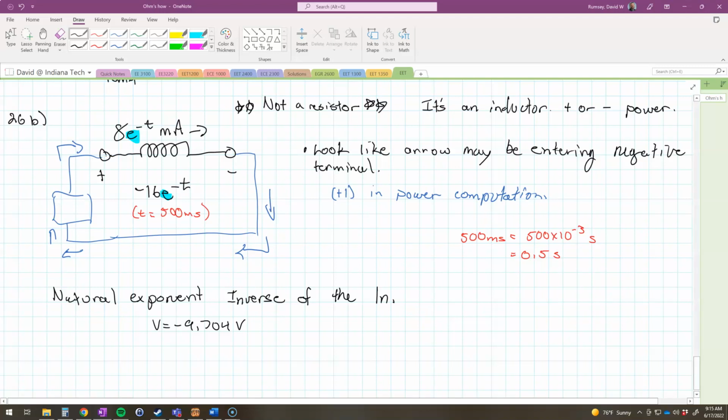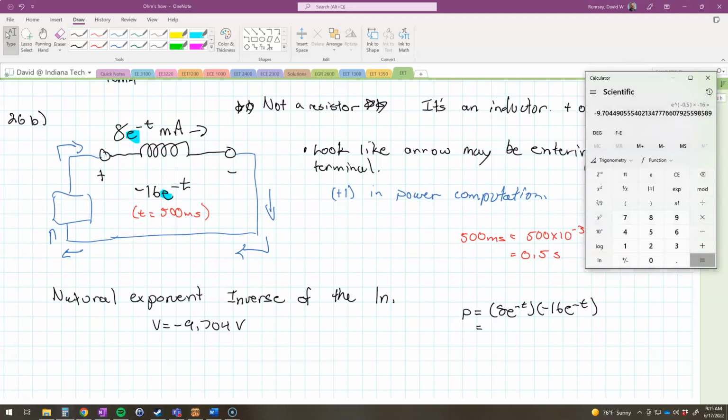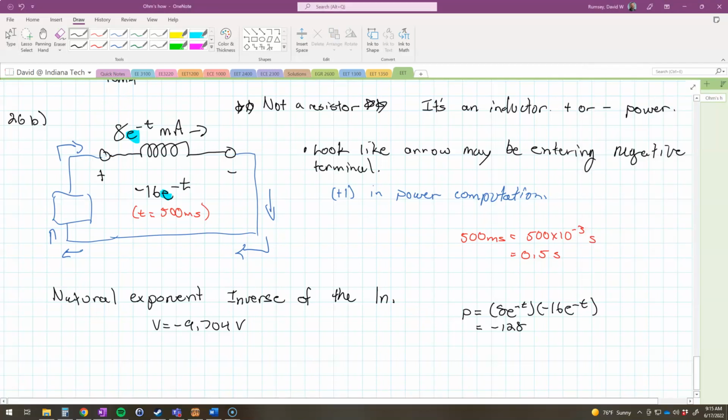I don't ever do it this way, but you can go ahead and just say that power is equal to 8 e to the negative t times negative 16 e to the negative t. I'll go ahead and do the algebra. If we do 8 times 16, we'd have negative 128, and then you'd have e to the minus t times e to the minus t. Think about it: if you have x squared times x cubed, that would be x to the fifth. You add the exponents. And so this would actually just be negative 128 e to the negative 2t. And so that's actually another way you could compute the power.